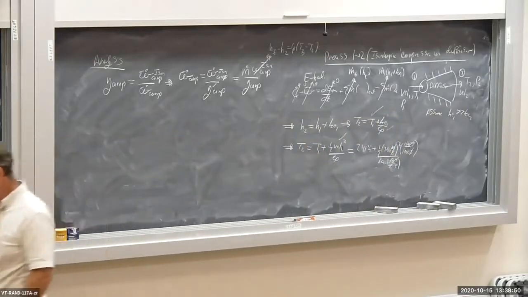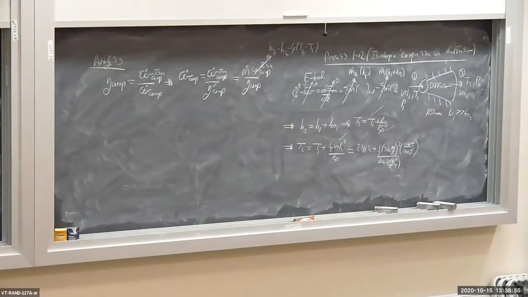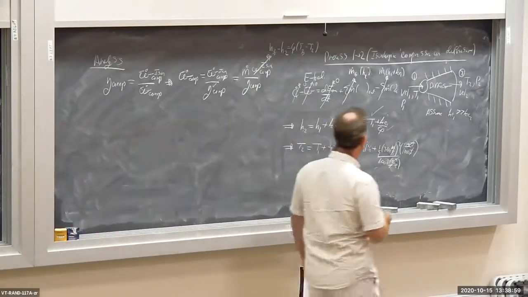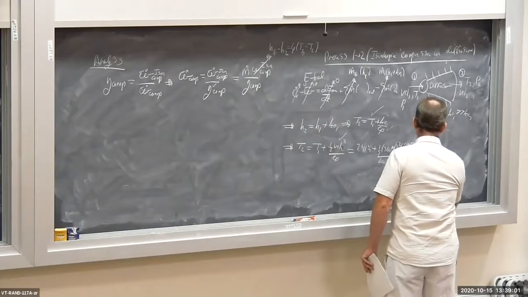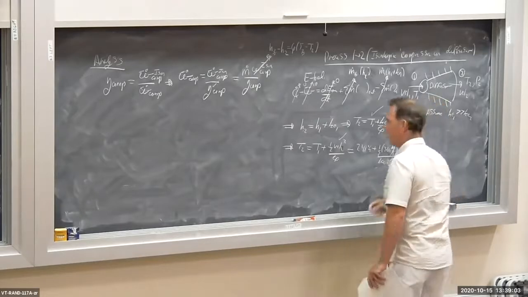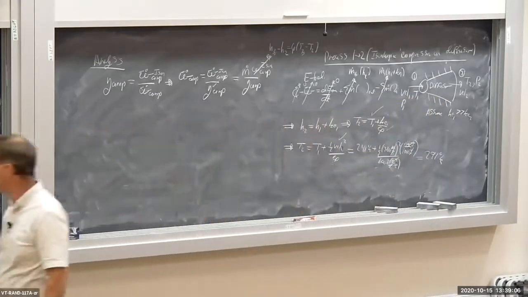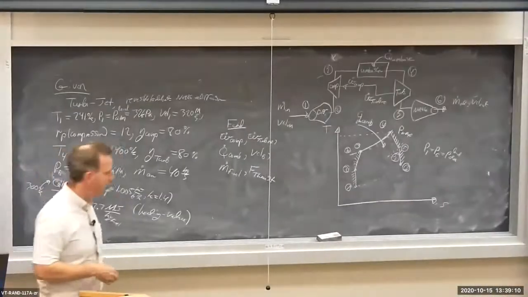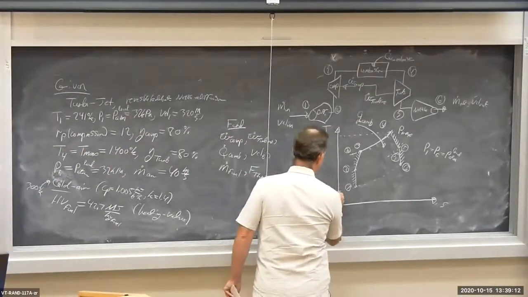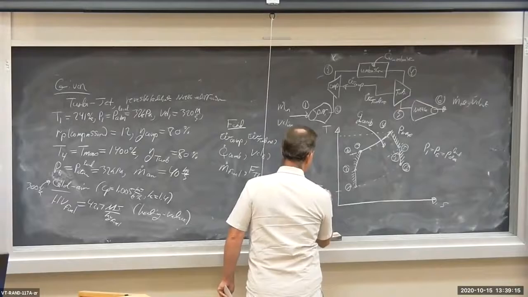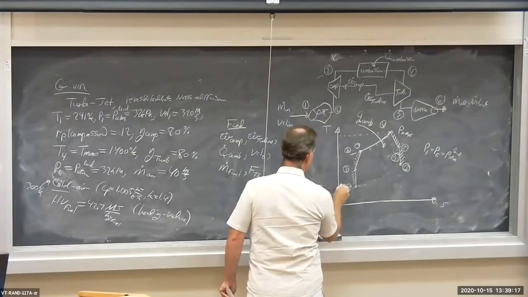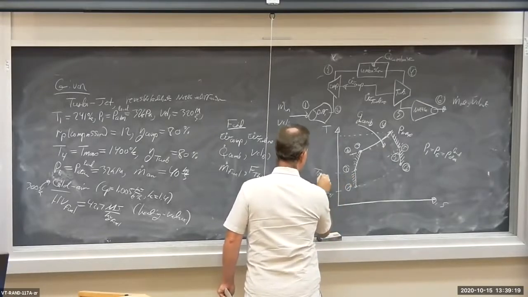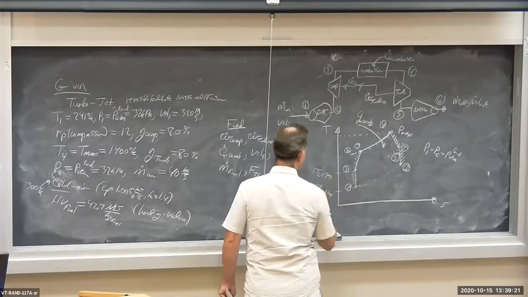So let's see what my temperature T2 is. 291 degrees Kelvin. I'm going to put this in my TS diagram. T1 is equal to 241, and T2 is 291 degrees Kelvin.